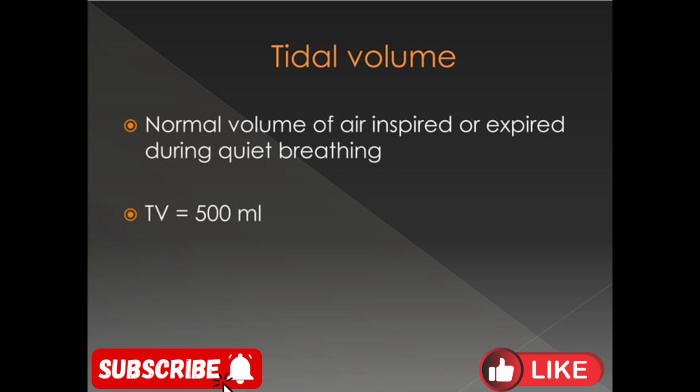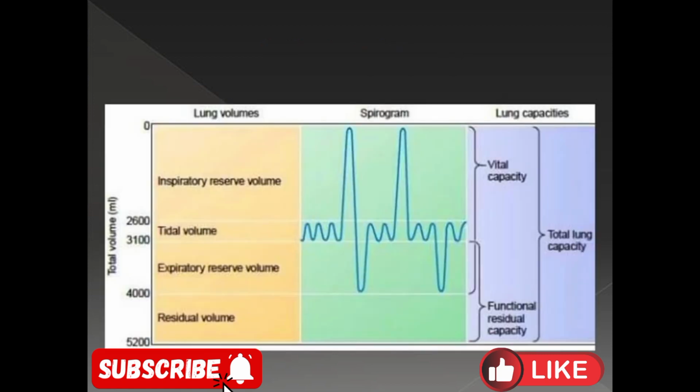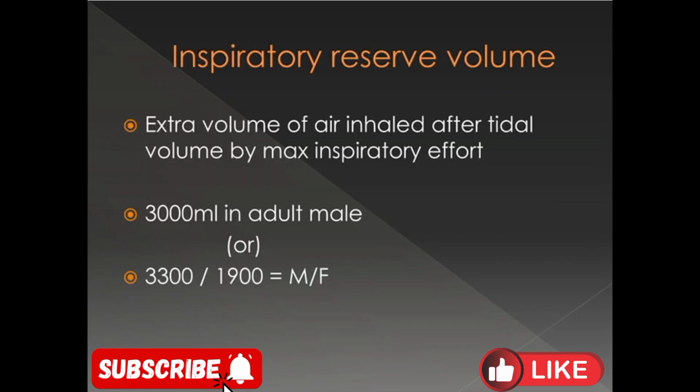So first of all, what is the tidal volume? Tidal volume can be defined as the normal volume of air inspired or expired during quiet breathing. Quiet breathing means normal breathing. So the tidal volume is equal to 500 ml in adult human beings. In this diagram, you can see 4 different types of lung volumes, from which different types of lung capacities can be calculated very easily.